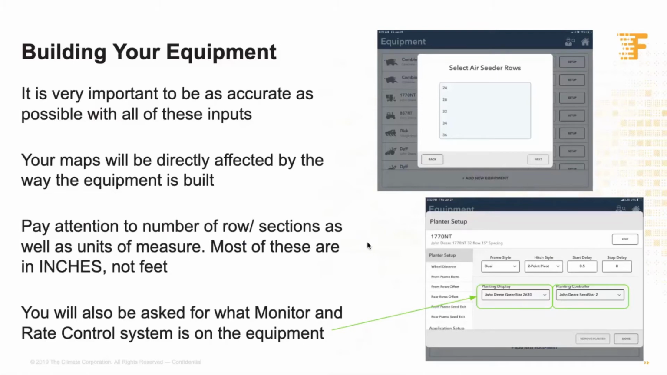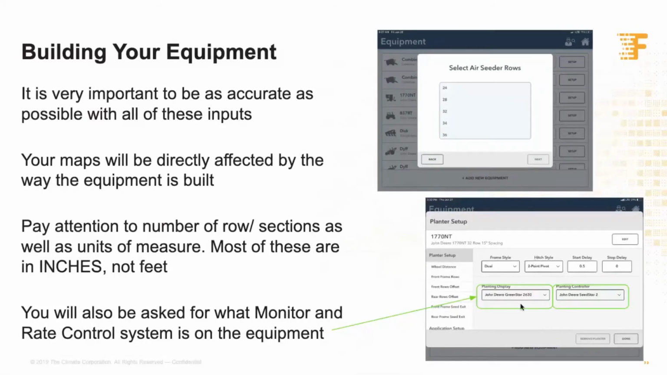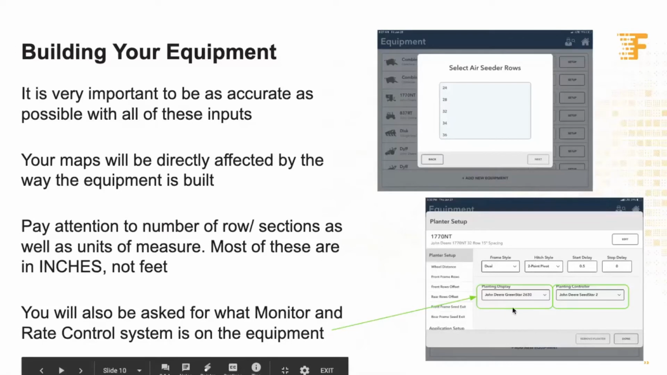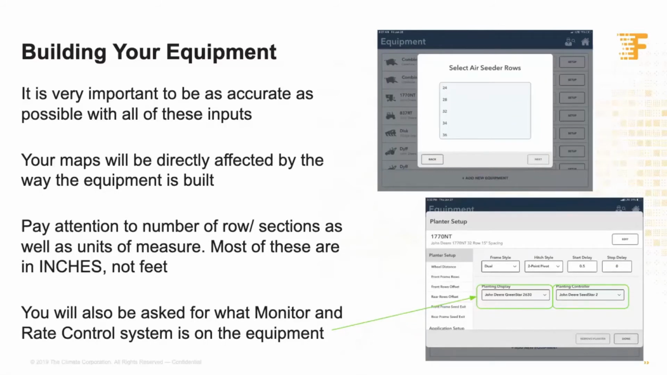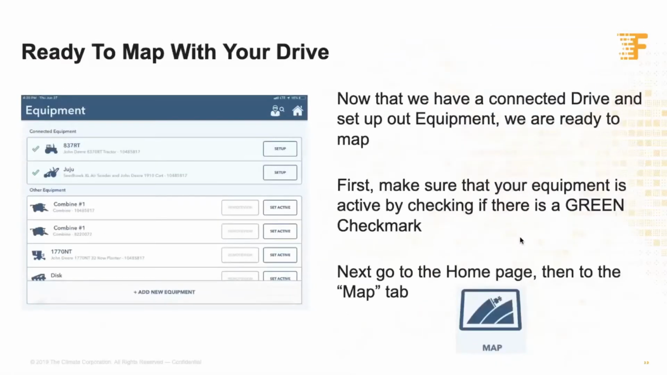One thing to keep in mind there as well, for some reason CAB app does everything in inches instead of feet. So if you see measurements, make sure you're paying attention. They are likely in inches, not feet. And again, like we said earlier, the rate control system and monitor are very important from a compatibility side of things, and then from an equipment build side of things. We have to tell CAB app what that display is and then what that controller is, so we know what we're looking for.